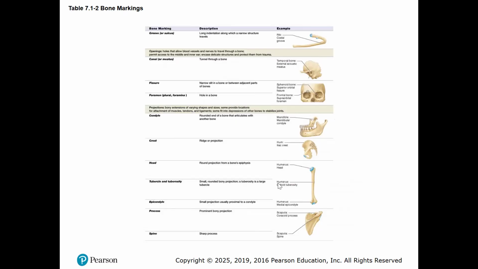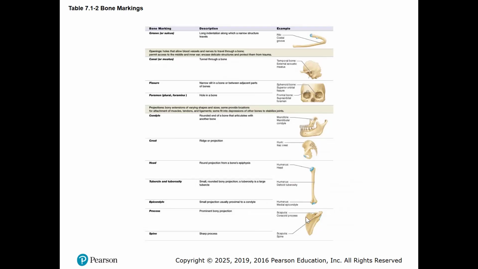Then you have a head. We spoke about that before. The head of ball and socket joints, such as your humeral head, your femoral head. Then you have these smaller tubercles or tuberosities that are going to allow projection points of musculature. Then your epicondyles, your processes, and your spines.